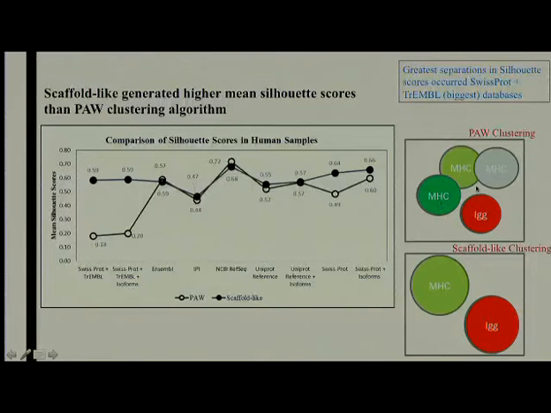So it's possible that a protein that is present within one MHC cluster could be closely associated with its neighboring cluster, which could be another MHC cluster. So because of that, it probably could affect the silhouette score values. However, with the scaffold-like algorithm, all the MHC proteins would be in one big cluster, and the neighboring cluster would be a completely different, like an IgG cluster. So there's less chance that a protein from the MHC cluster would be associated with its neighboring IgG cluster.